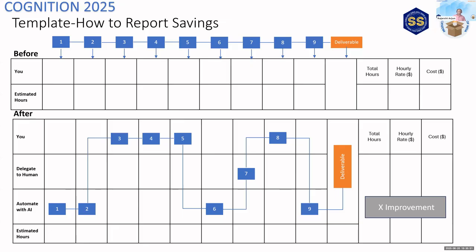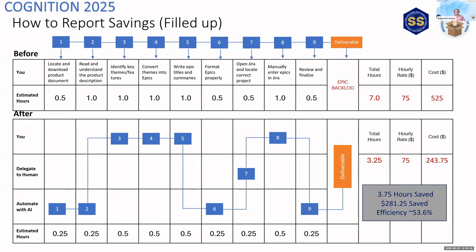So taking the use case that I just showed you a little while ago, the same use case, I tried to put it in this kind of a template, that in order to come up with the epic backlog, my total estimated hours before using AI was around 7 hours, with my cost around $500. But now with the advent of using AI, I'm able to save some amount of hours, and in turn some amount of cost as well. And that's only for one deliverable. So if you look at it from multiple deliverables perspectives, the numbers would be looking quite better.